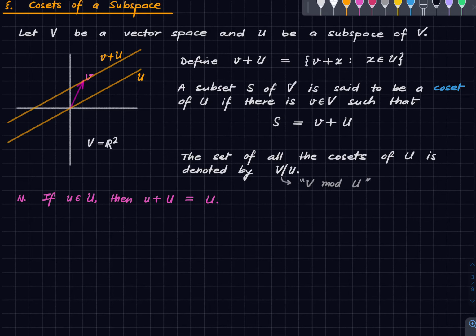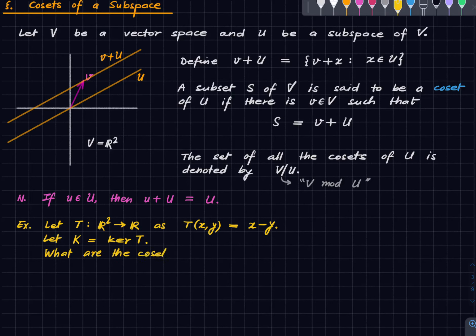As an exercise, you should tussle with the following. It's a very simple exercise. Suppose we define a linear map T from R2 to R, and let K be the kernel of T. Recall the kernel is all those vectors which are mapped to 0 under the transformation T. What are the cosets of K? Draw them.